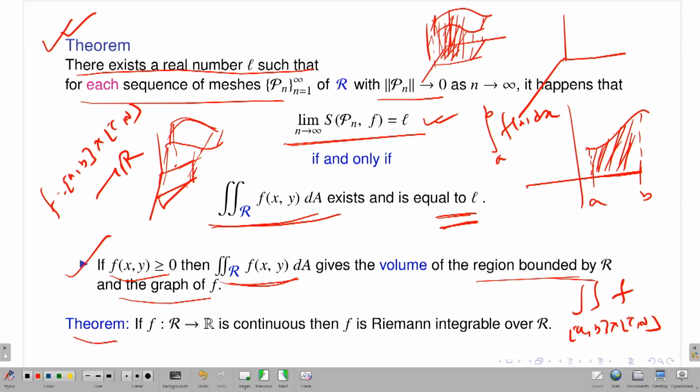Okay. So, there is another theorem I have discussed. If my function is nice, meaning I am talking about continuous functions, then f is Riemann integrable over R, where R is a bounded rectangular region. So it is a kind of sufficient condition: if my function is continuous, then my function is Riemann integrable on R.